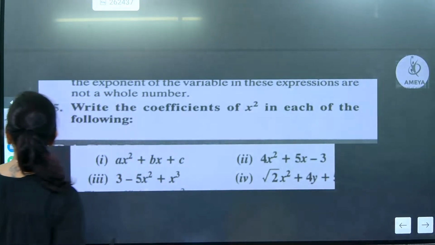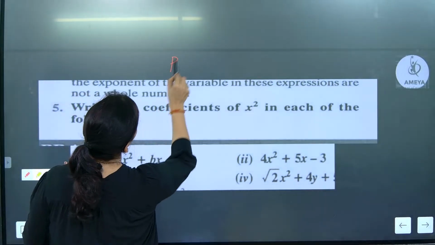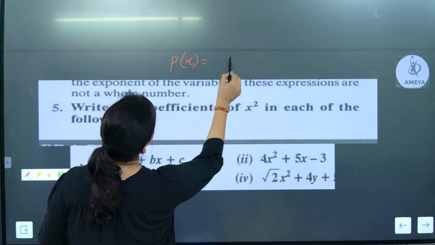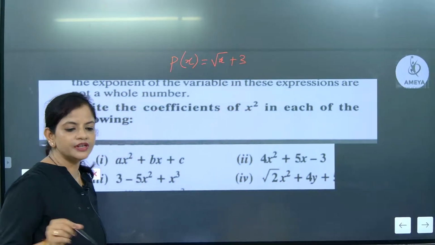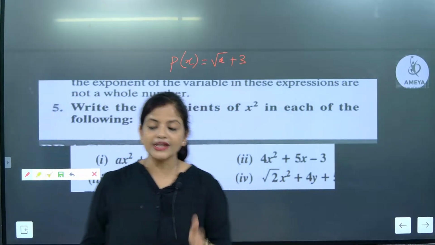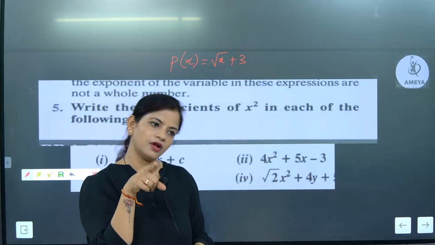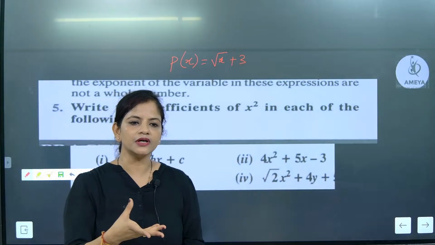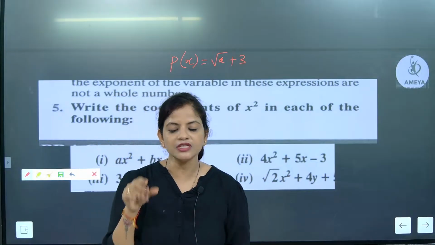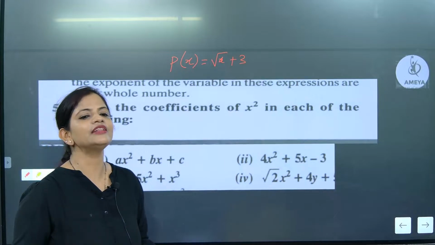Now let's check this one out. If any polynomial p of x is equal to root under x plus 3 is written, then 100% it is not a polynomial. Why is it not a polynomial? Because the variable is having a root. Understood? A polynomial only understands constant numbers, like whole numbers on the degree. Only those they understand.